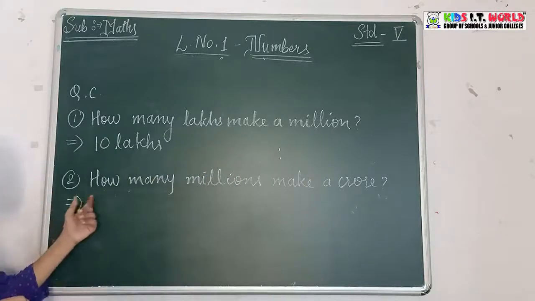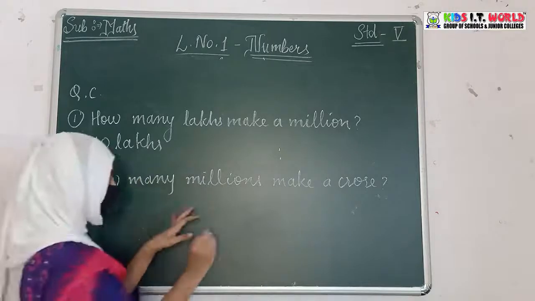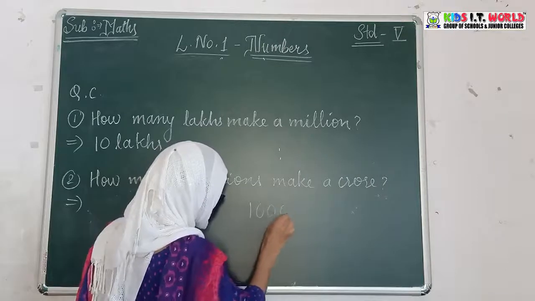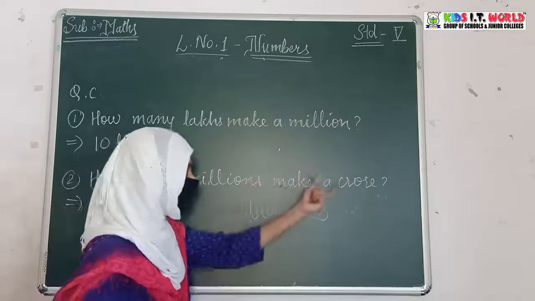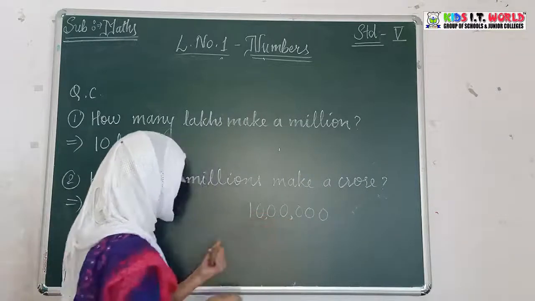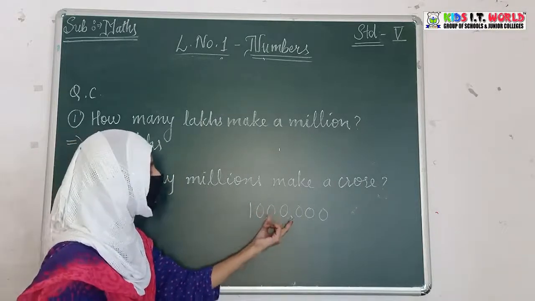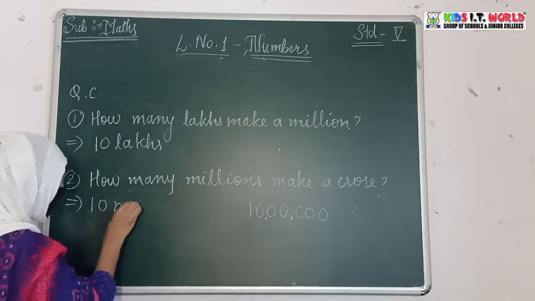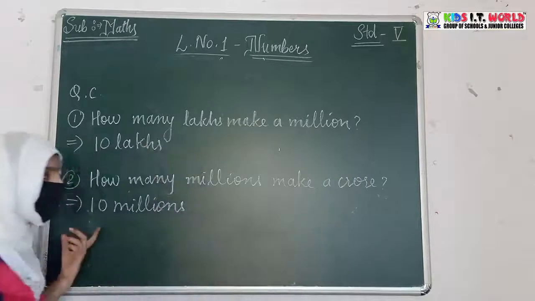Now the next question is, how many millions make a crore? In the same way we will do it. Take an example that 1 million, we will write 1 million. This is 1 million. Now separate it by the Indian place value chart. This is 1 crore. Means 10 millions will make 1 crore. So here, clear, students?